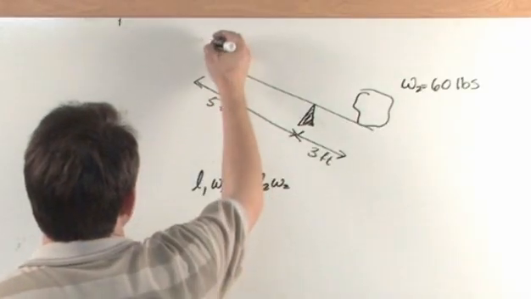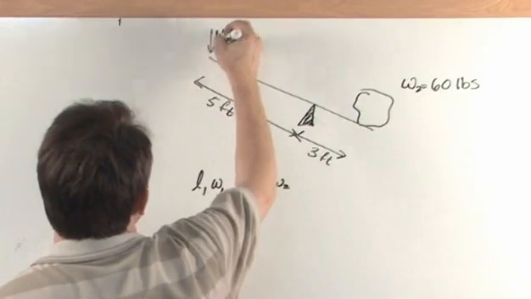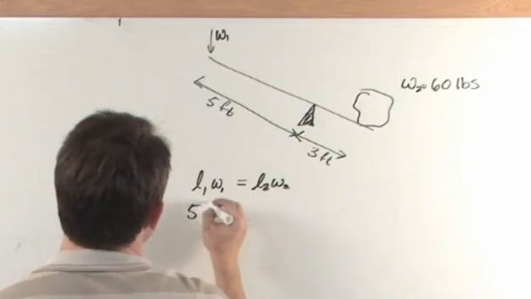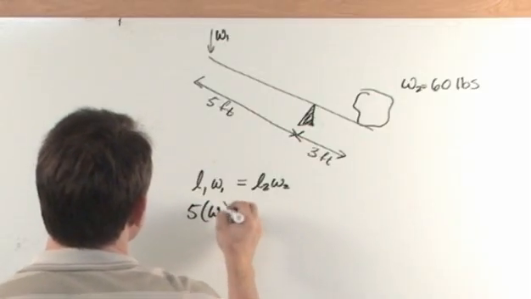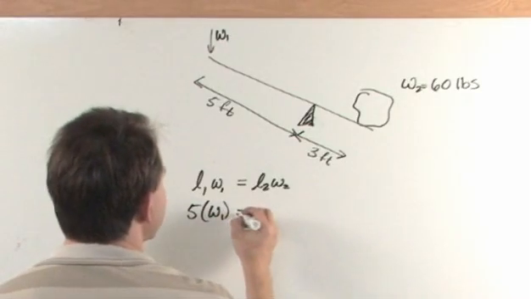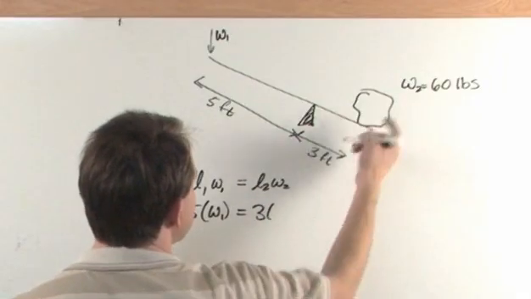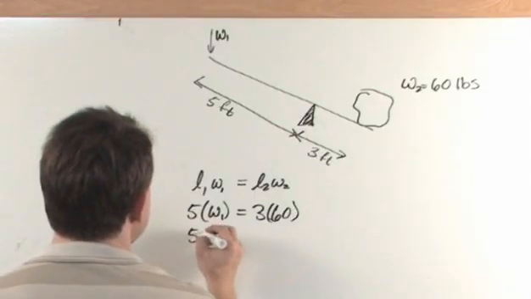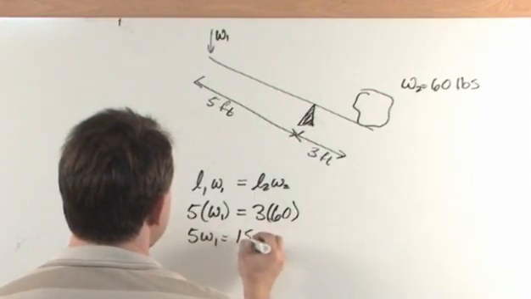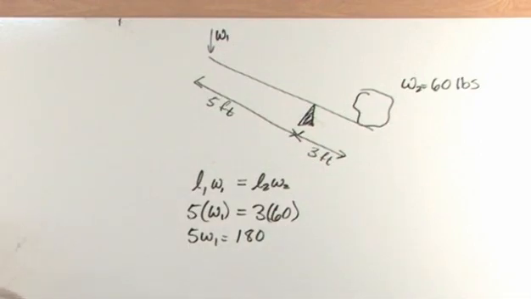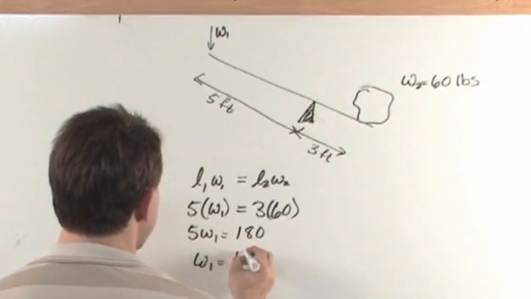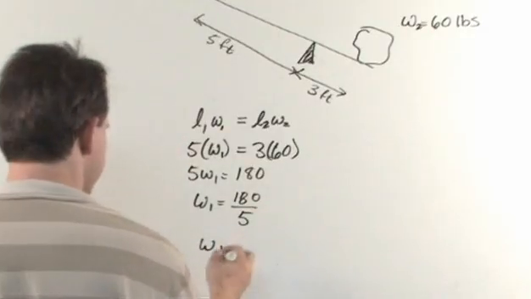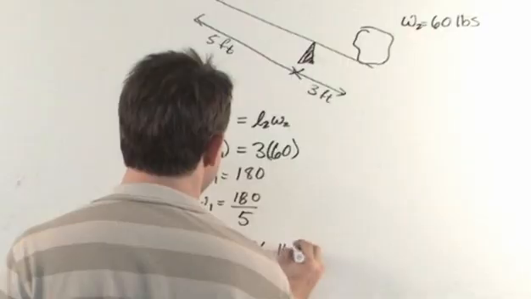So if I'm going to pull down with a force of W1, then you would write it like this. L1 is 5, W1 is what I'm trying to solve for, is equal to L2 is 3 and W2 is 60. So 5 W1 is equal to 60 times 3, which is 180. Then W1 is equal to 180 divided by 5. So W1 is equal to 36 pounds.